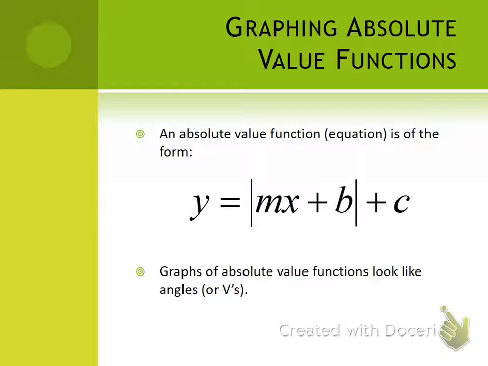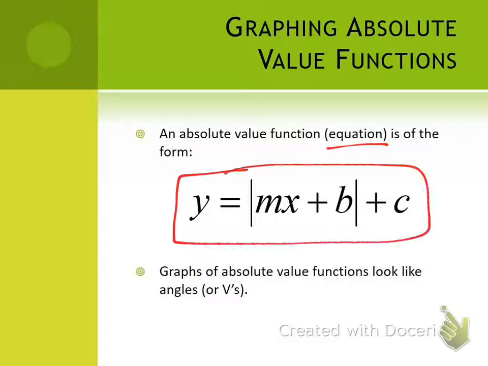Graphing absolute value functions. An absolute value function or equation is of the form y equals, the mx plus b in absolute value bars. We could also have this plus c outside of the absolute value bars. Graphs of the absolute value functions look like angles or V's. So this is what's going in that box.